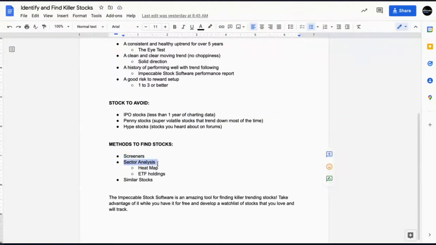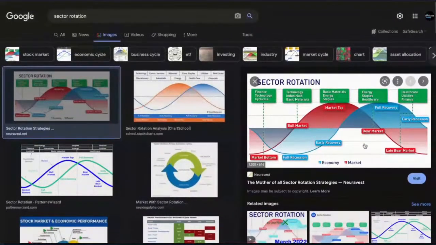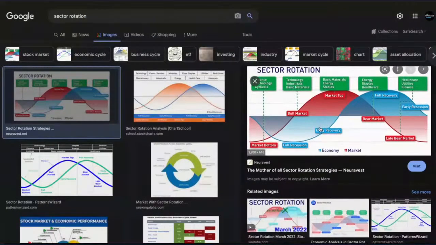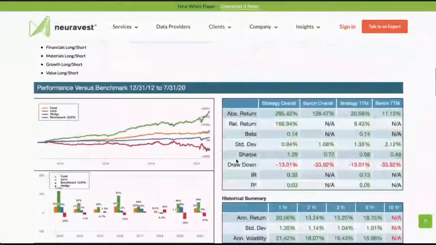Next is sector analysis. This is very important. So this goes under sector rotation. If you want to find the sector rotation chart, literally just go on Google and type in sector rotation. You'll get this image right here. Sector rotation is very simple.